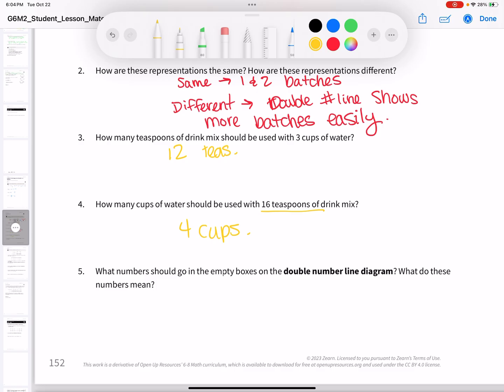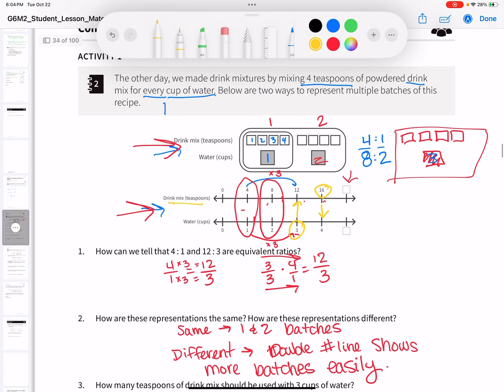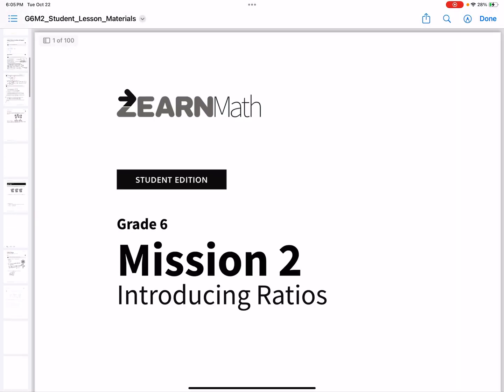5, what number should go in the empty boxes on the double number line diagram? What do these numbers mean? All right, so let's go back up here. I know that I had to multiply 1 times 3 to get to 3. There's 2, 3, 4. They're just going up by 1. So I know this next one must be 5. So this one is 5 cups of water. Now, to go from 1 to 5, I multiplied by 5. So what I do to one side, I'm now going to do to the other. So I'm going to multiply 4 by 5, and that gets me 20. Oh no, it jumped on us.